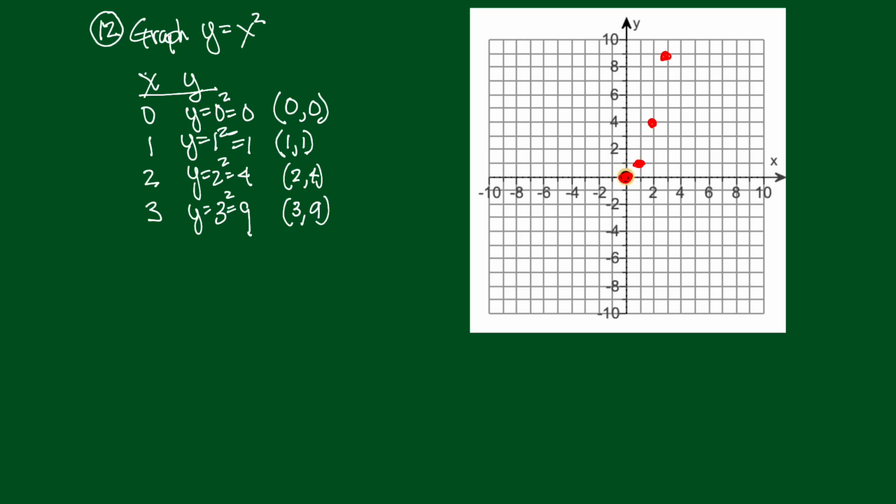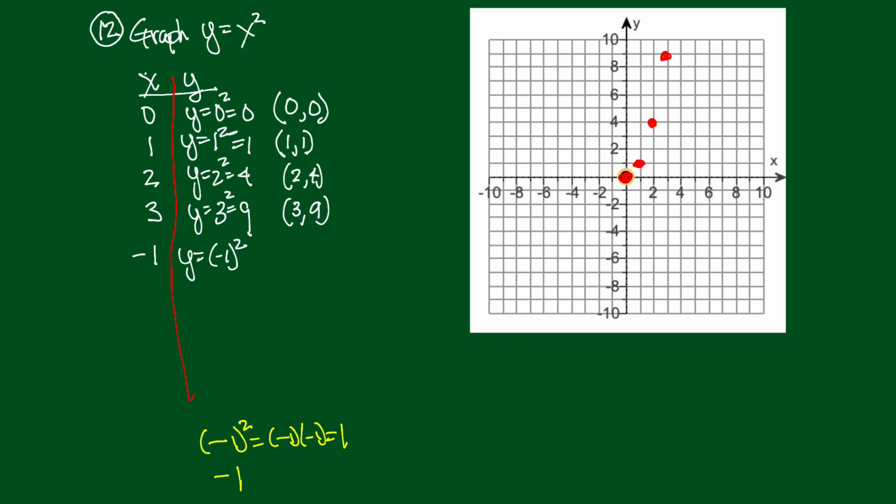Now let's get some negatives. All right, so what if we did negative 1? Well, then y is equal to negative 1 squared. Now, negative 1 for x, put that negative 1 in here. So I get negative 1 squared. All right, just be careful. I'll do this at the bottom here. I get negative 1 squared, which is negative 1 times negative 1, which is 1.